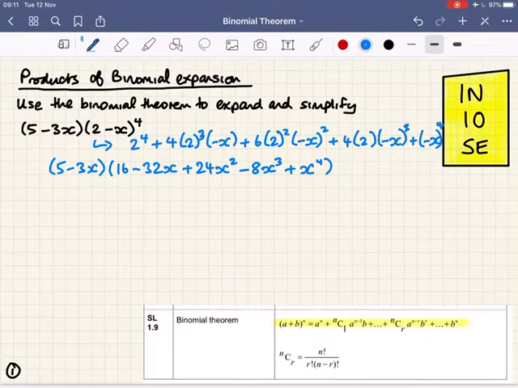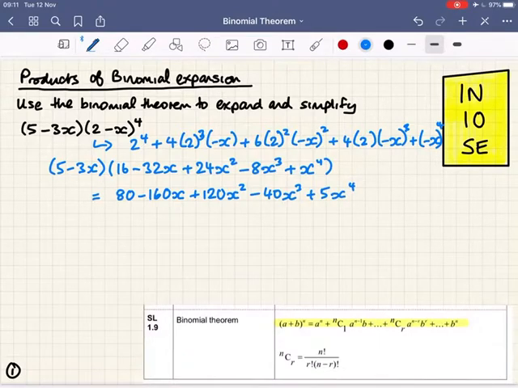Now my only tip here is that when you write out your result, to make totaling easier, write it in columns. So multiplying everything by 5 first, I would end up with 80, 5 times 16, and then 5 lots of minus 32 is minus 160x, and then 5 times 24 is 120x squared, 5 times 8, I'm going to have minus 40x cubed, and I'm going to have 5x to the power of 4.